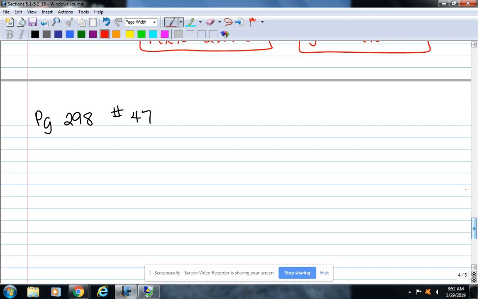Open your book to page 298, please. All right. So it says 4 years after a hedge maple tree was planted, its height was 9 feet. So after 4 years, its height was 9 feet. 8 years after the hedge maple tree was planted, its height was 12 feet. What is the growth rate?